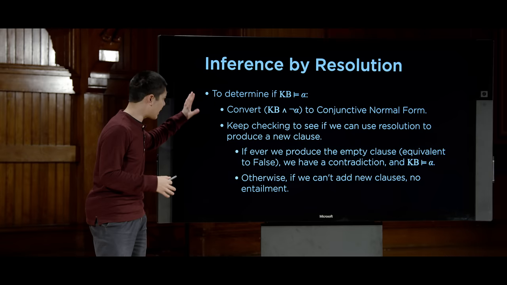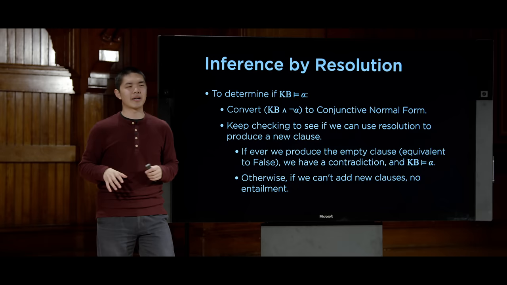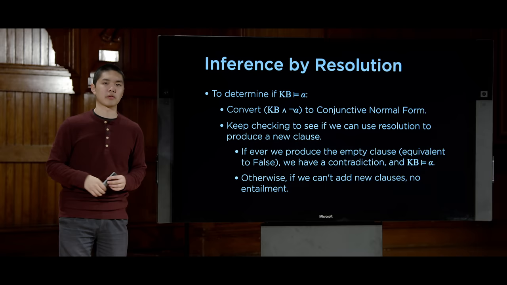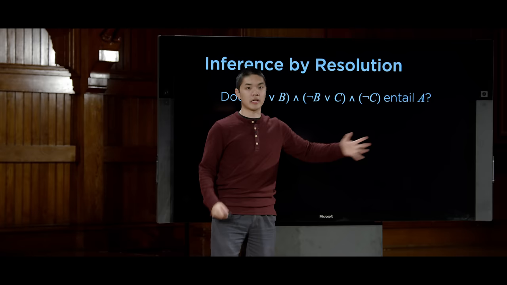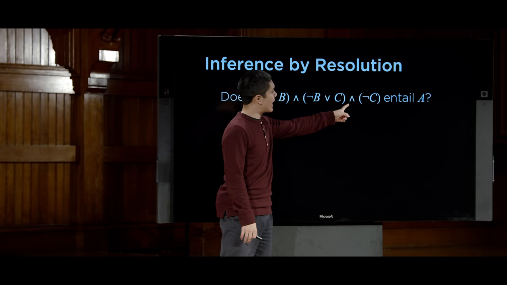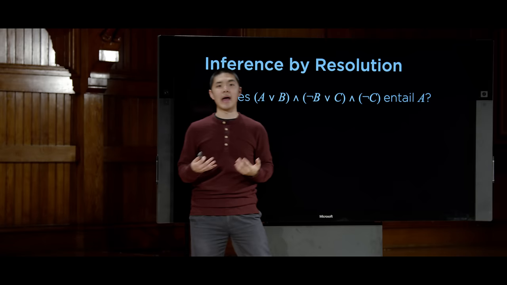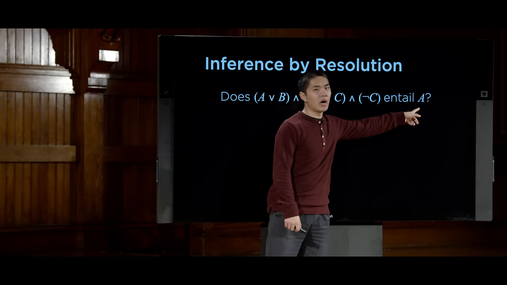And it's very abstract looking, especially this idea of, what does it even mean to have the empty clause? So let's take a look at an example, and actually try to prove some entailment using this inference by resolution process. So here's our question. We have this knowledge base. Here's the knowledge that we know: A or B, and not B or C, and not C. And we want to know if all of this entails A. So this whole long thing is our knowledge base, and our query alpha is just this propositional symbol A.